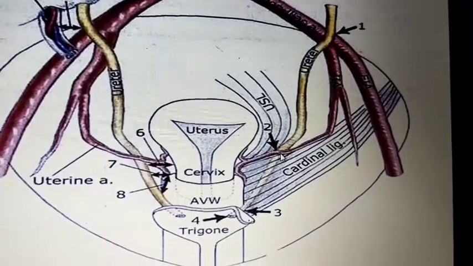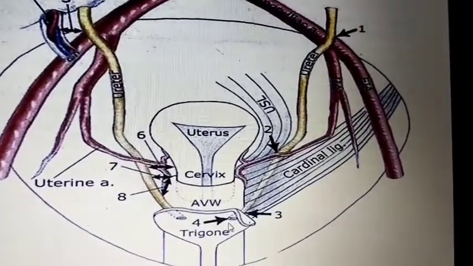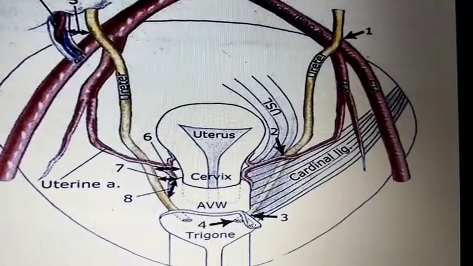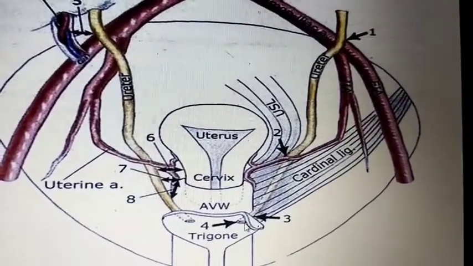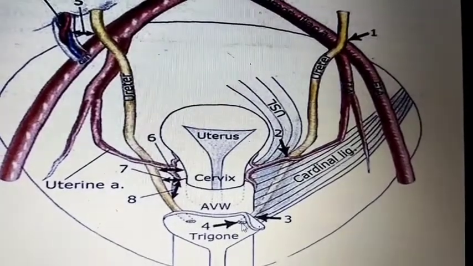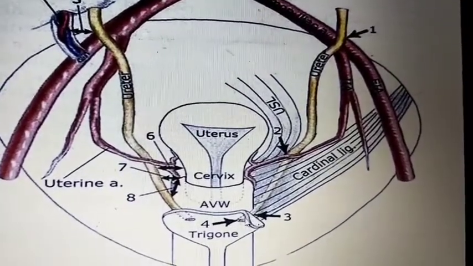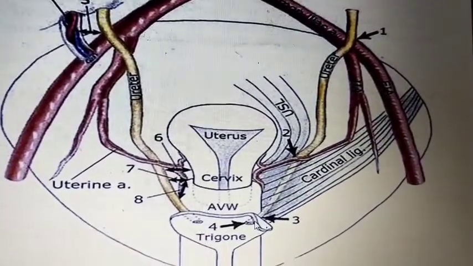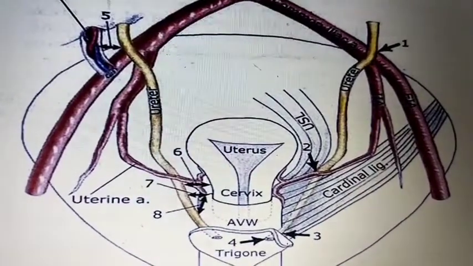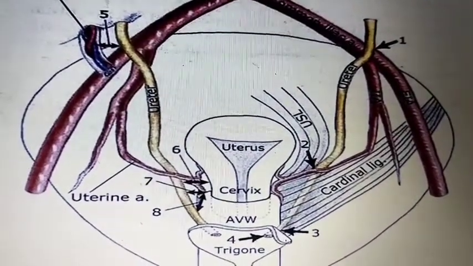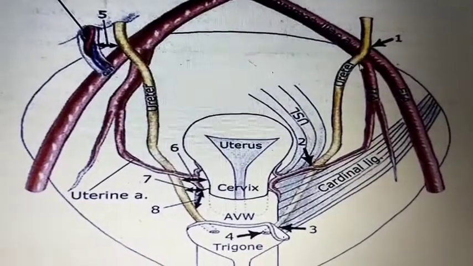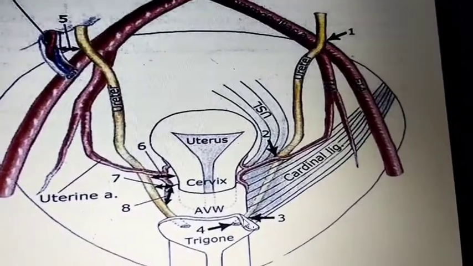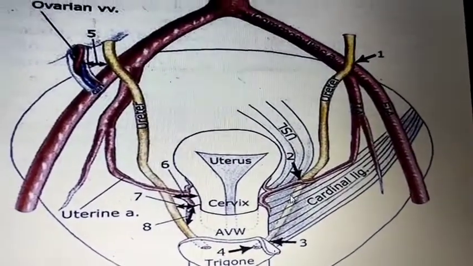From here it moves obliquely towards the base of the bladder. This is the second part. And the third part is intramural. Intramural means inside the bladder, where the ureter enters the bladder wall. That is the third part. Like that we can divide the pelvic ureter into three parts: first, second, then the third.